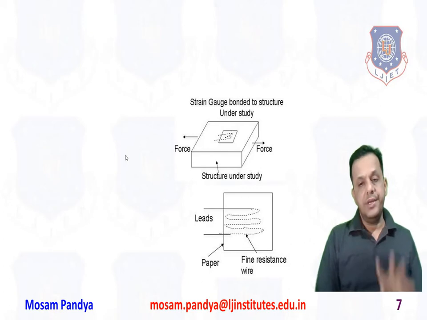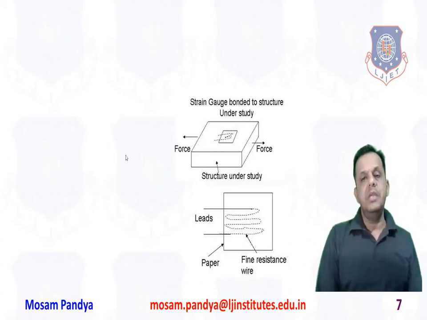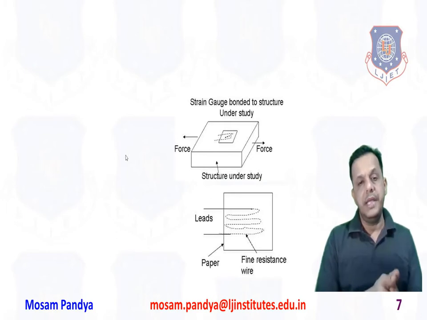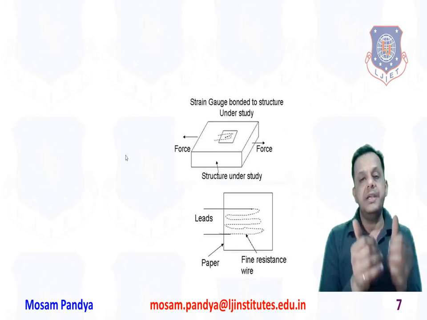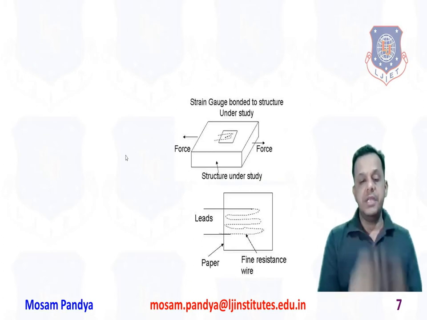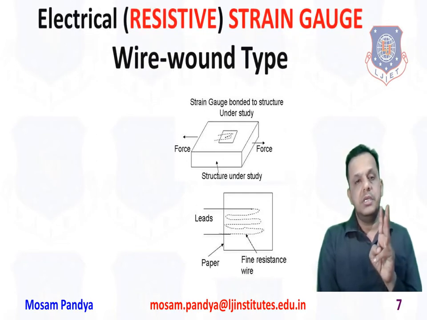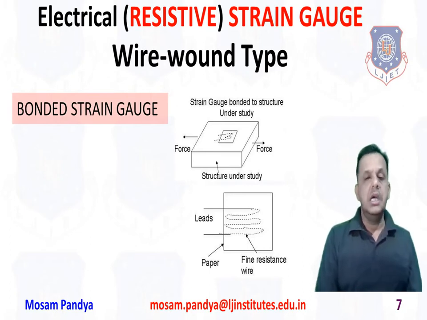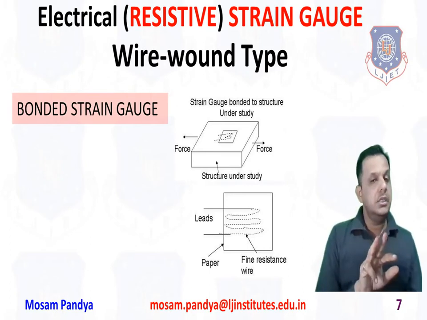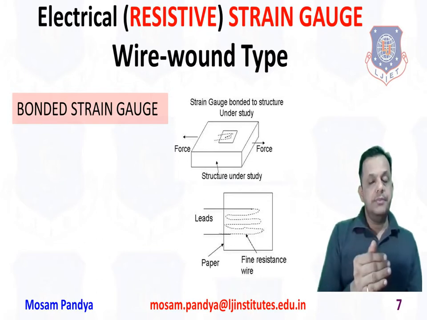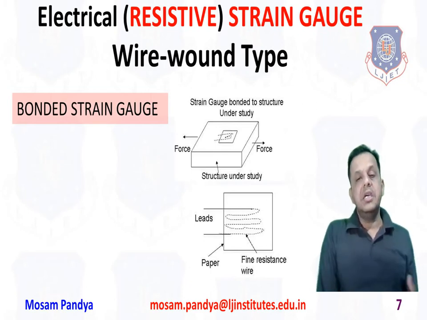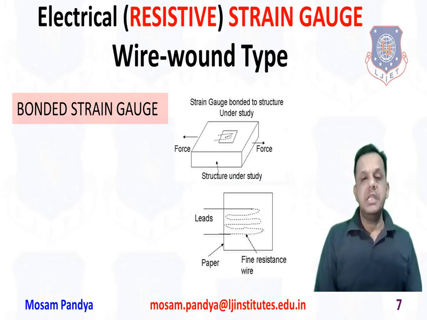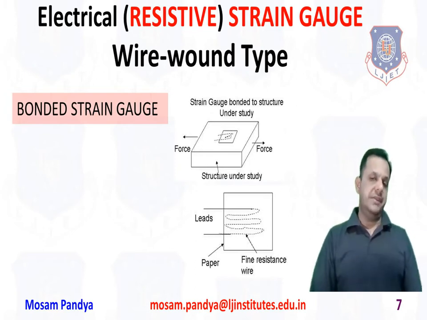Our study will be focused today on bonded type and unbonded type of strain gauge, which are actually subtypes of wire wound type strain gauge. Basically there are three types of electrical, meaning resistive, strain gauge. One is bonded strain gauge, that we had already started. Another will be unbonded, and after wire wound type there will be metal foil type of strain gauge, and the third one will be the semiconductor type of strain gauge, where we will be using the concept of piezoelectricity.